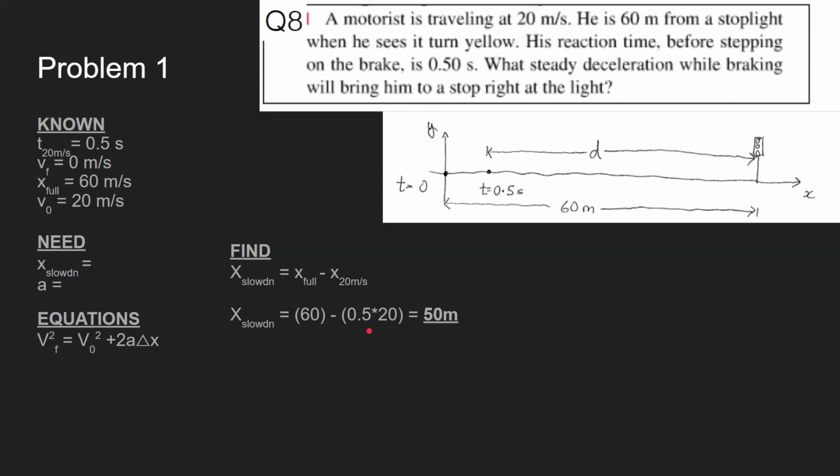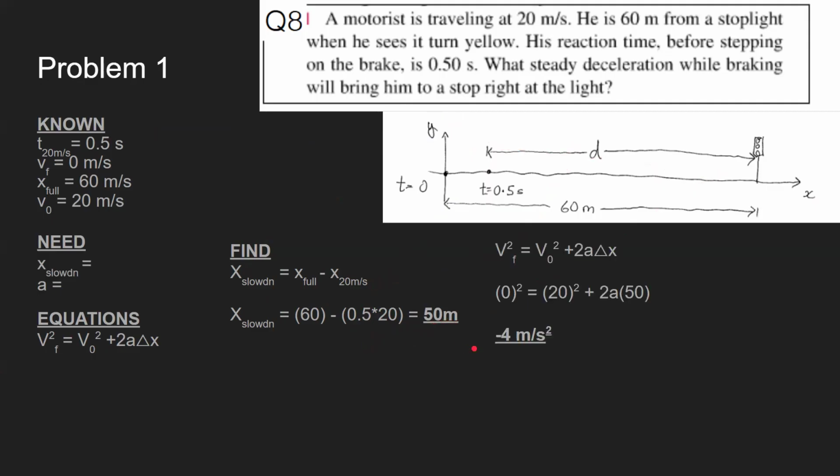Another way to think about it is, if we have seconds times meters over seconds, the seconds cancel out and you're left with just meters. So you know that if you multiply velocity times time, you'll get distance. So the distance that he goes is going to be 10 in the beginning. That means that the part where he's slowing down is 50, 60 minus 10.